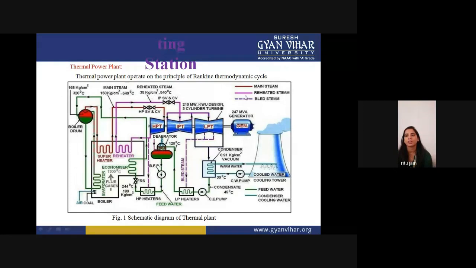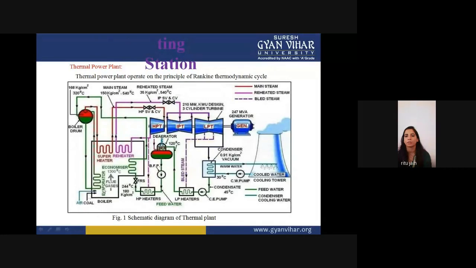The red line shows the main system, the purplish line shows the reheated system, and the dotted line shows the flue steam. So this is your main steam, and this is your reheated steam. The main steam, you can see, goes through the high pressure valve into the HPT and IPT. Then it goes into the LPT. Then it goes to the generator.